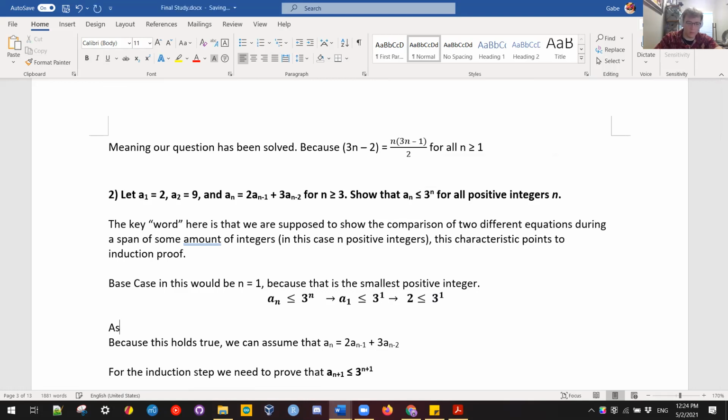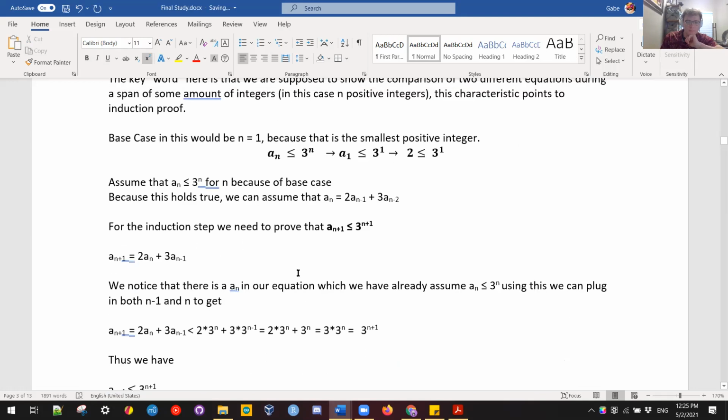We can assume that this is true because of our induction, just for n. And then we could also assume this because that's literally the given, but we can't assume that because the base case really just proves this part. So then we're trying to prove the induction step, which is just putting n+1 everywhere.